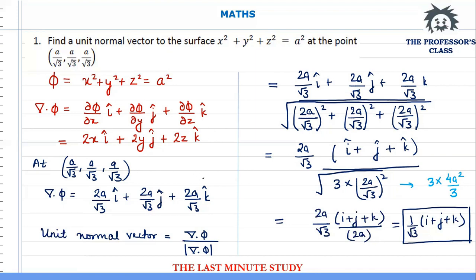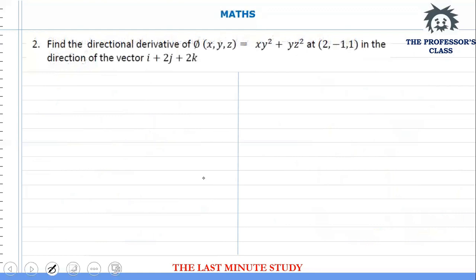Now let's look into the next question. In question number 2, you're supposed to find the directional derivative of phi of xyz, xy square plus yz square at the given point 2, minus 1, 1 in the direction of the given vector i plus 2j plus 2k. So first of all, I'll find the gradient of this function phi.